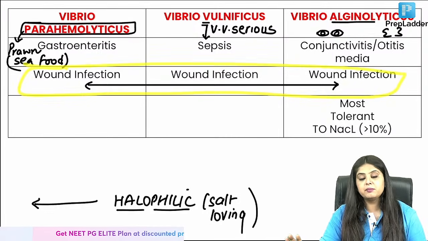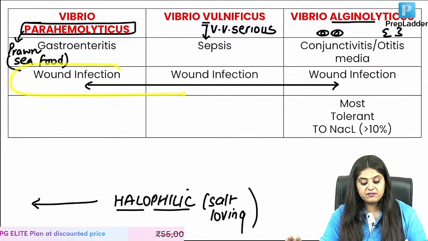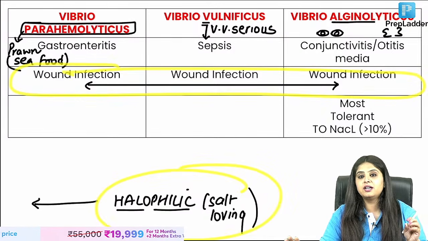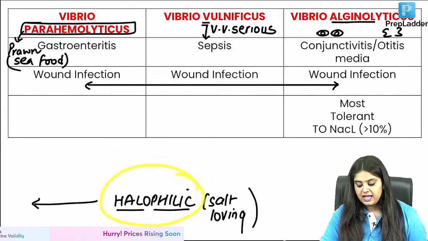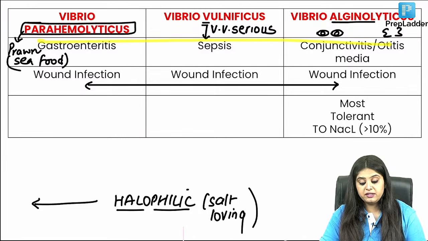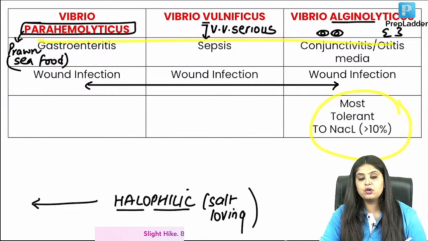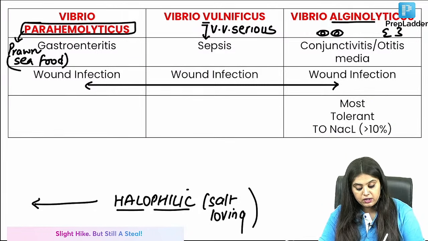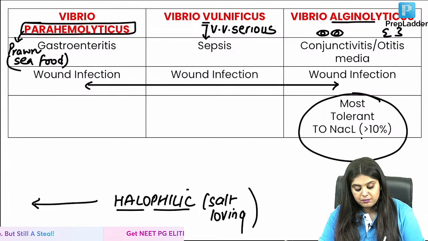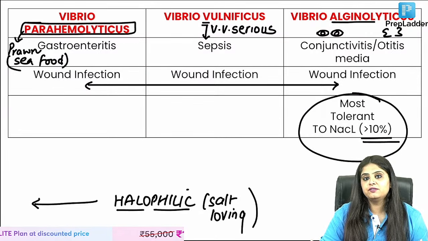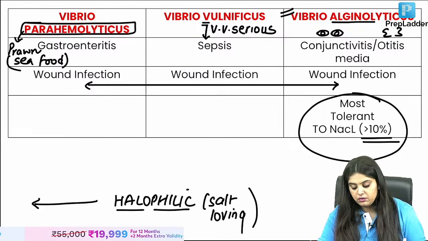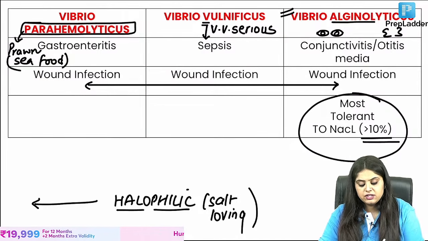So when you put salt on a wound, what is it known as? Whenever there is a wound infection, you will think of the salt-loving organism, known as the halophilic organism, all three of them. But then they will ask you which is most tolerant to salt. Most tolerant means even 10% salt, more than 10% salt, that is known as Vibrio alginolyticus.